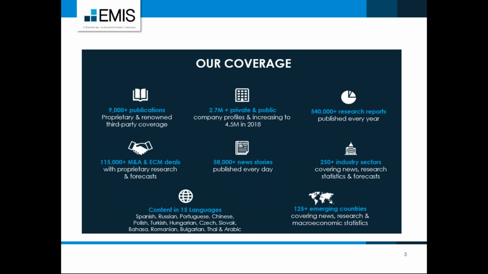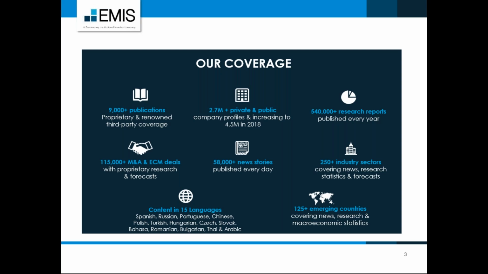Okay. So moving on then, having a look at our coverage. Here at EMIS, we have on our platform approximately 9,000 publications, which cover, as I said, company, industry, and country level research. We have just over 2.7 million private and public company profiles on our platform, which will actually be doubling in size this year in 2018.